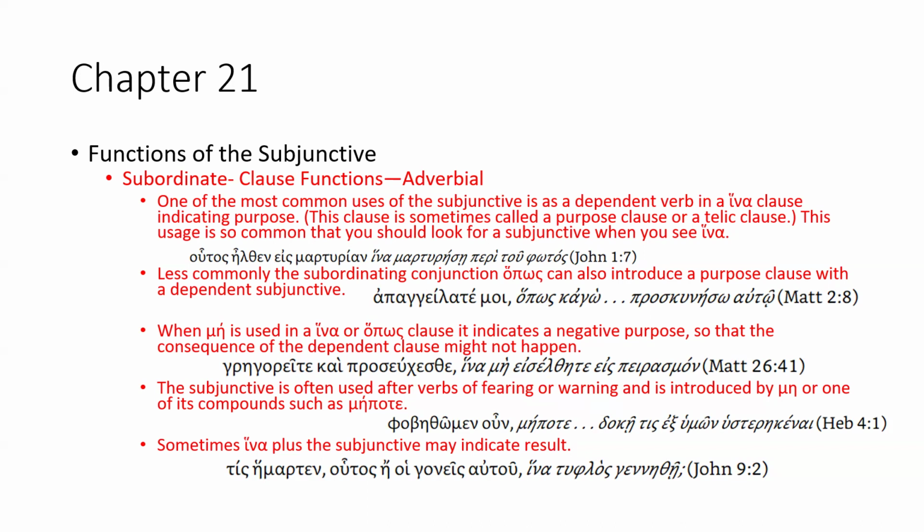When mē is used in a hina or hopos clause, it indicates a negative purpose, so that the consequence of the dependent clause might not happen. Grēgoreite kai proseuchesthe hina mē eisēlthēte eis peirasmon. So watch and pray, lest, or so that you don't fall into temptation.